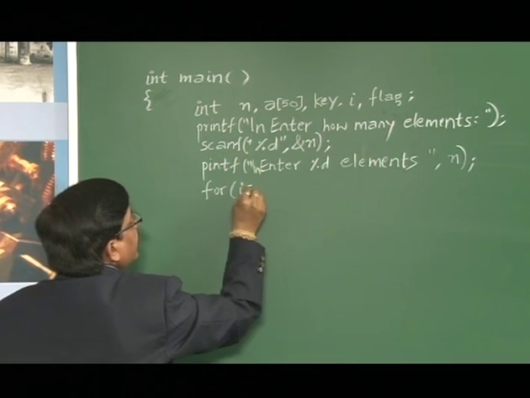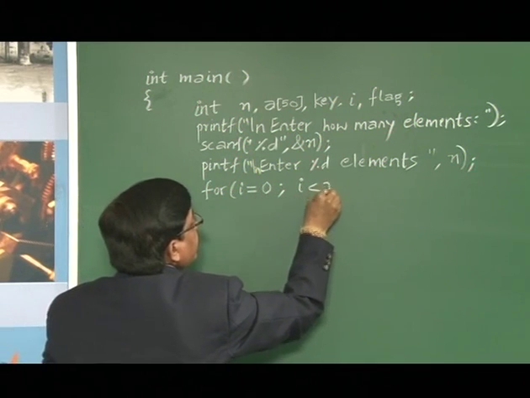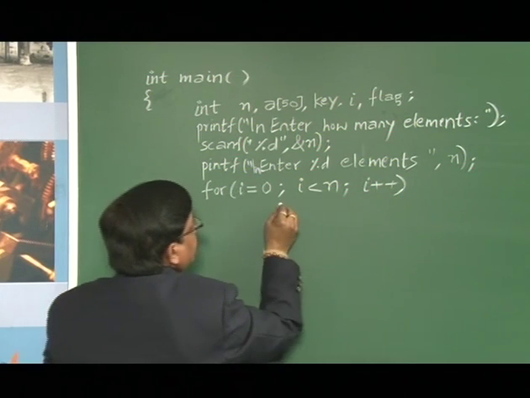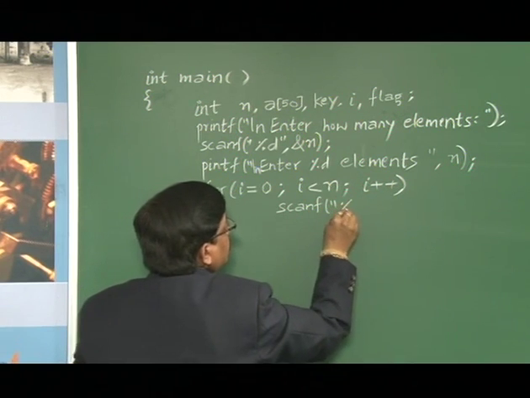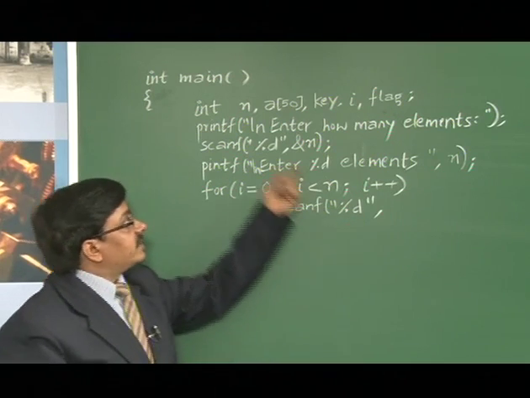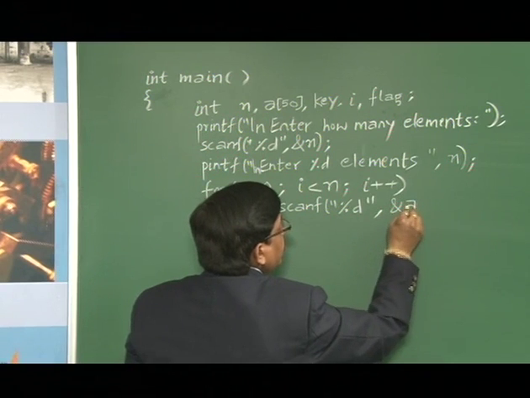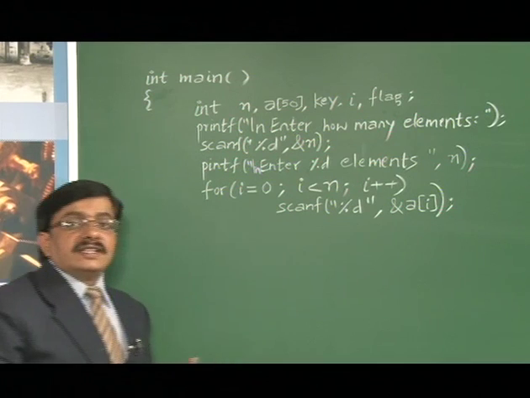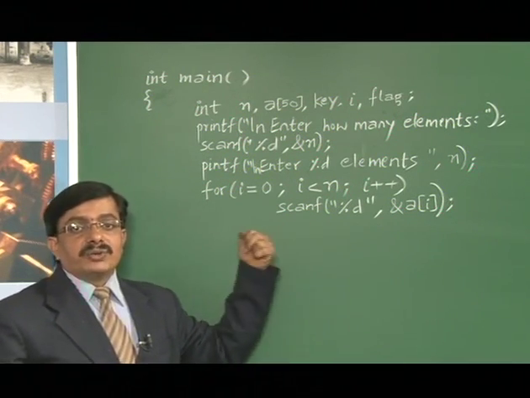will be reading the elements of the array. So i is equal to 0 and i less than n, and then i plus plus. So here we can have the statement scanf. %d is the specific format string we are supposed to use, because here it is an array of integer elements. Then here ampersand a of i. When i is equal to 0, I read a of 0th element. When i is equal to 1, I read a first element. When i is equal to 2, I read the third element, and so on up to n minus 1.